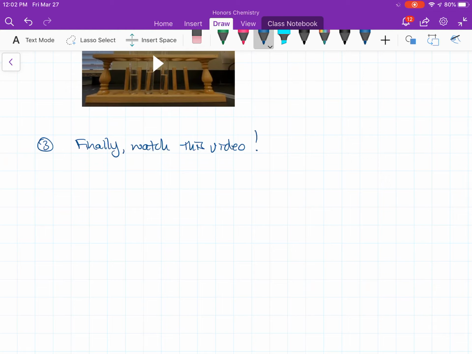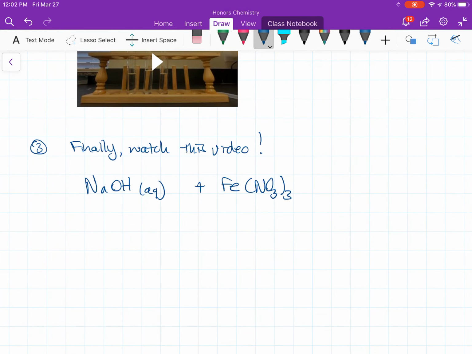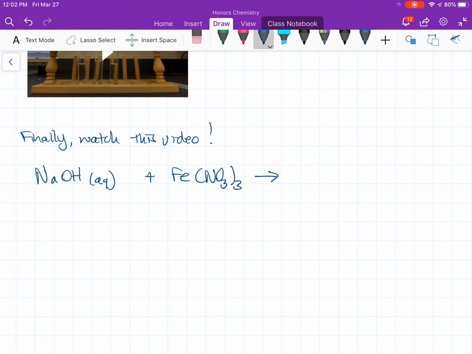Okay, so I want us to start with a reaction, and I'm going to give you this reaction: NaOH, which is sodium hydroxide. Sodium hydroxide is an aqueous solution, and we're going to combine it with iron 3 nitrate. Now, we have to decide if this reaction is going to occur.